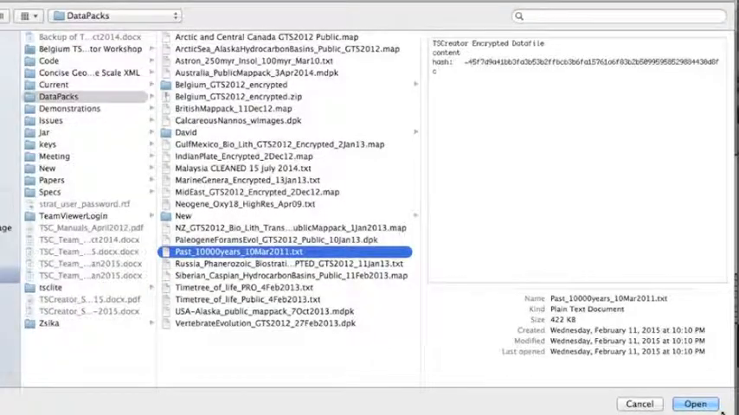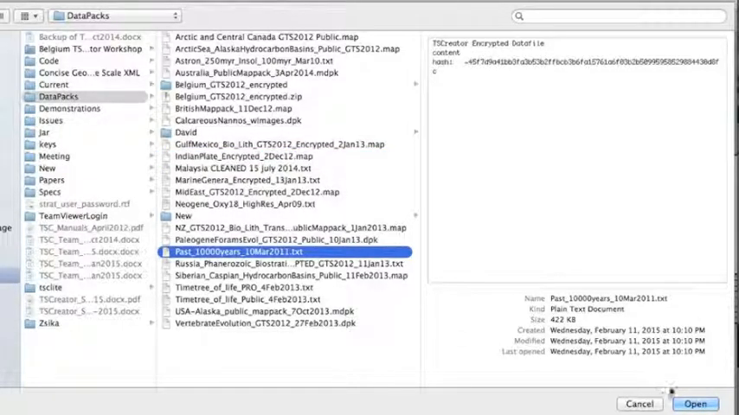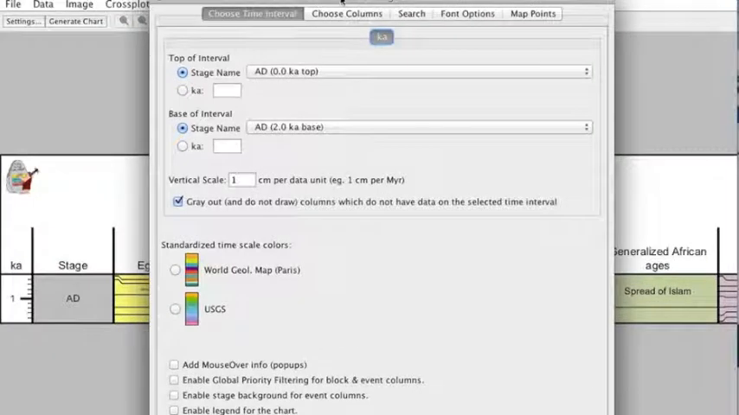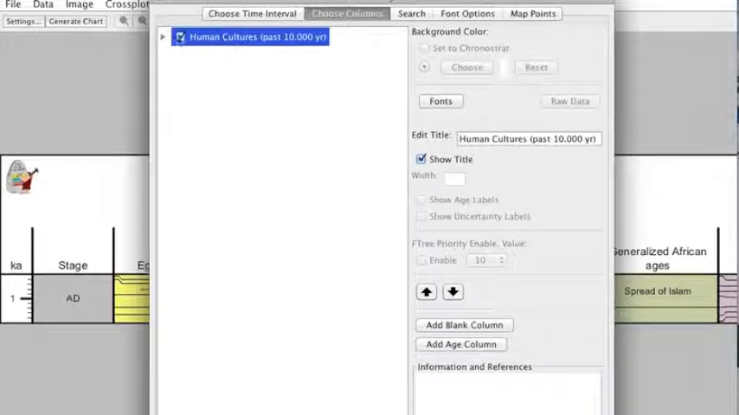As I have shown you in the settings, there were two data packs. Now I am replacing those two data packs with a new data pack. Essentially, I'm choosing the same 10,000 years ago, but you could have chosen like the Indian plate. Okay, so I have chosen the past 10,000 years data pack. And if we go to the settings now, it will show you that we only have a single data pack. As you can see, we only have the human cultures data pack.